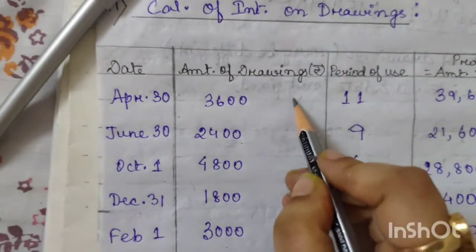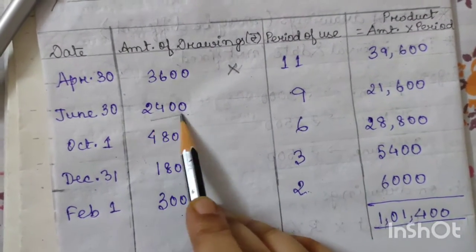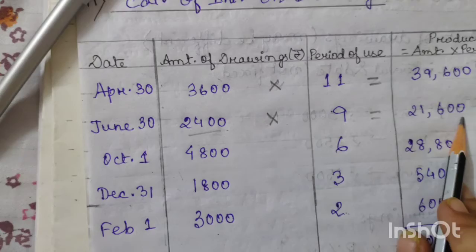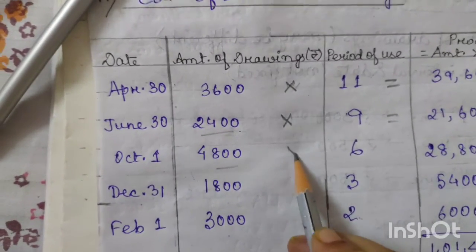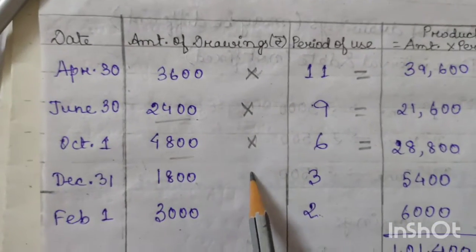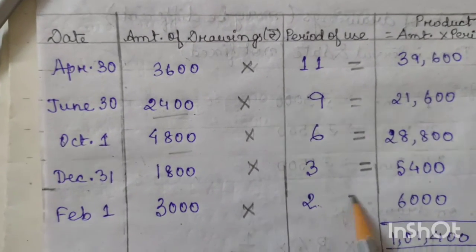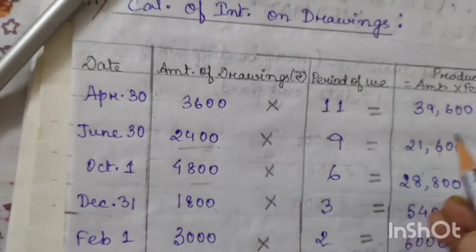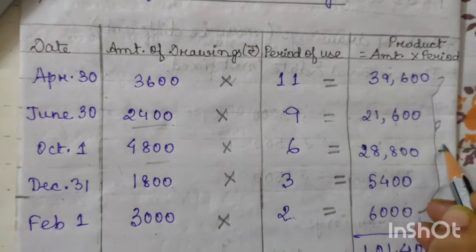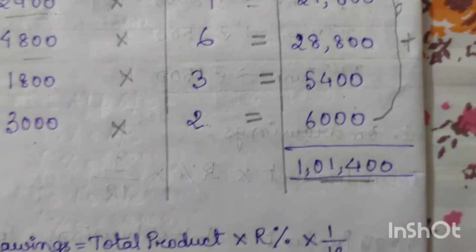Okay, so I hope you have understood. 3600 into 11 is 39,600. Again 2,400 into 9 is equal to 21,600. 4,800 into 6 is equal to 28,800. Again 1,800 into 3 is equal to 5,400, and the last case 3,000 into 2 is equal to 6,000. Now you have to add up all this. If you add all this, you will get 1,01,400.